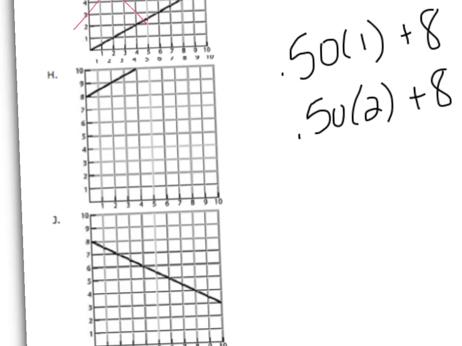So the next one is 0, 8, right? So 0, 8. So that one's there. My next point was 1 ride costs 50 cents plus that $8 to get in, so it needs to be $8.50. So it would be between the 8 and the 9, so that one looks good. So 2 rides would be $9, so that one looks good. So it's basically increasing by 50 cents each ride, so this graph looks really good. So I'm going to hold on to that one for now.